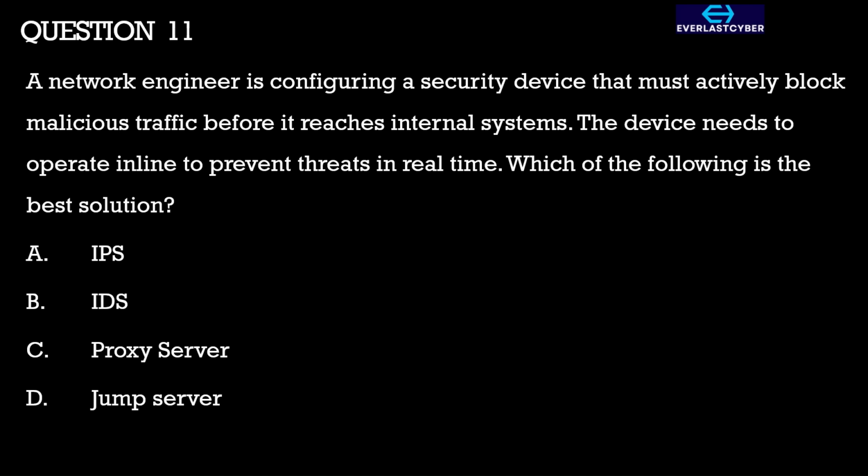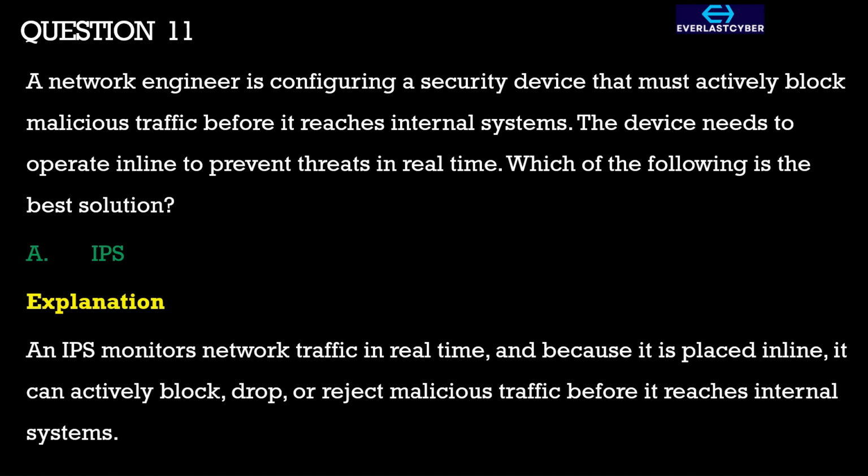A proxy server forwards requests between clients and servers, and while it can offer filtering and caching, it is not designed to primarily block malicious traffic. A jump server is used to access and manage devices in a segmented network securely. This is, however, an administrative tool and not a real-time threat prevention system. So based on the explanation, the best solution will be implementing an IPS, an intrusion prevention system.